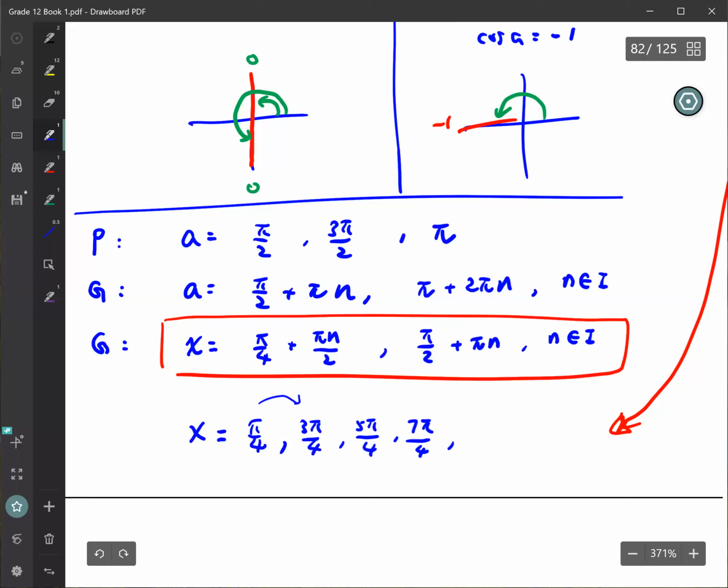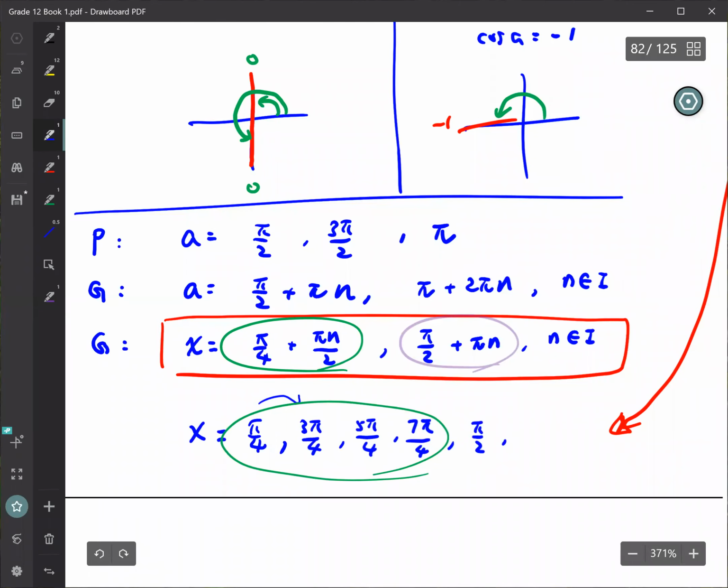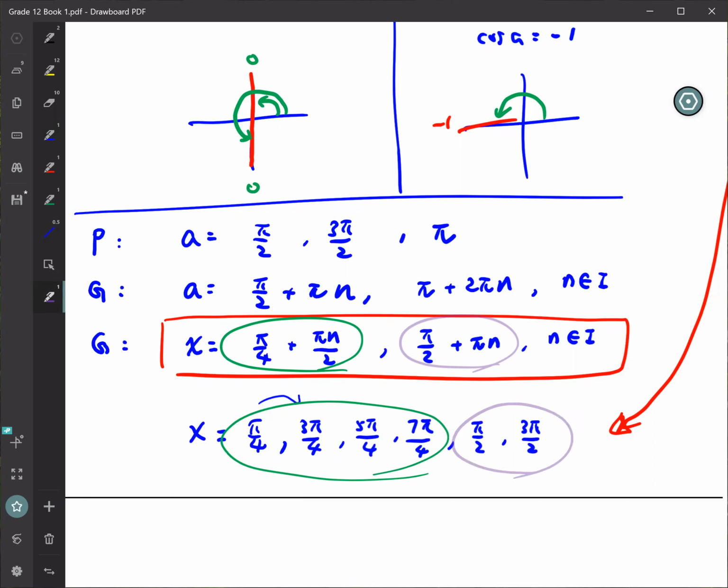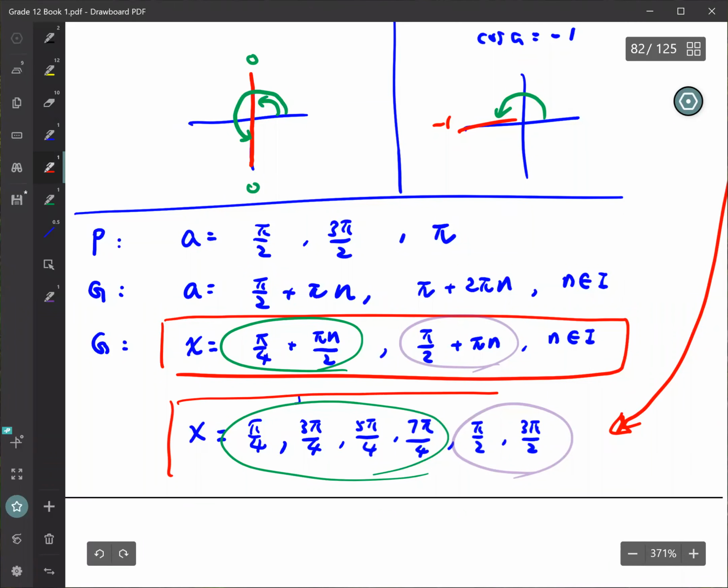So for the left side, we get 4 answers. Now, for the right side, let me put a different color. So the green one will give you these 4. And then the purple one, I can start with pi over 2. I can add a pi, so that will give us 3 pi over 2. If I add one more pi, it will be too big, so we get just 2 of them. All right, so the total final answer for this question should be 6 answers.